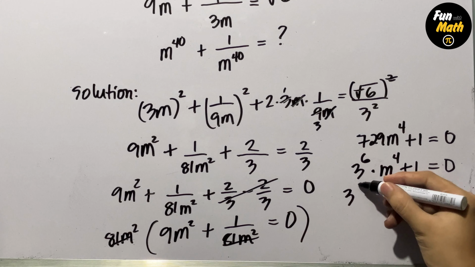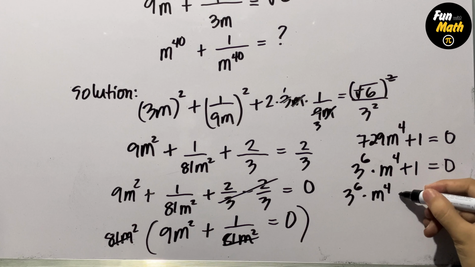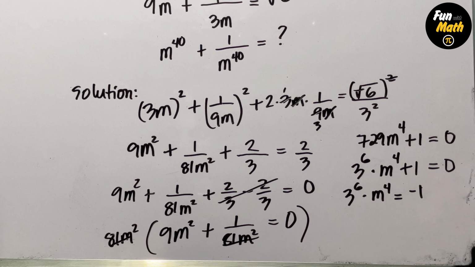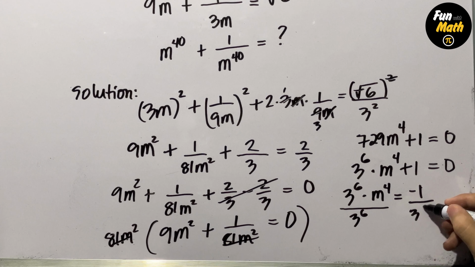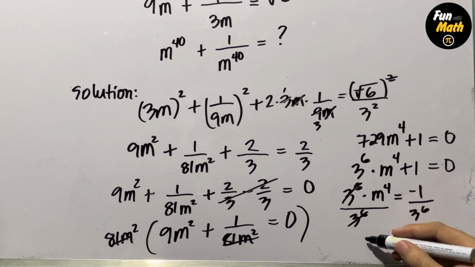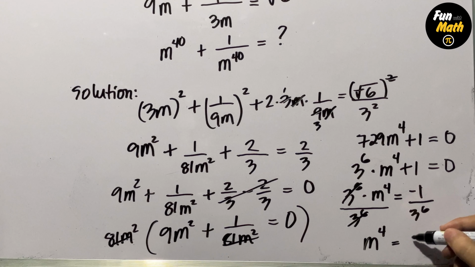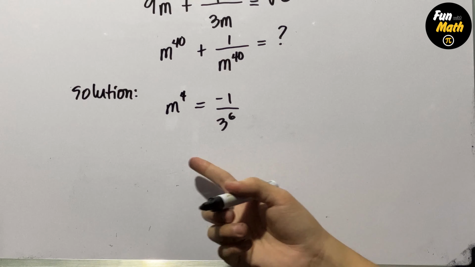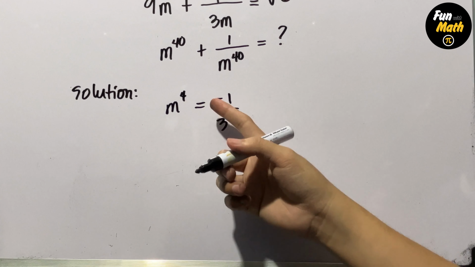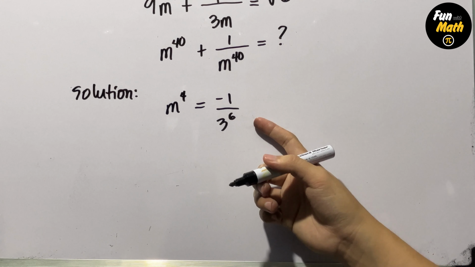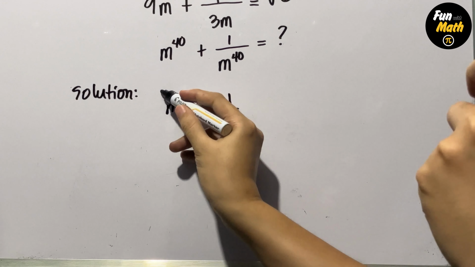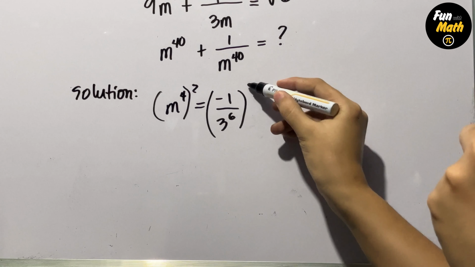So this is now 3 to the power of 6 times m to the power of 4 equals negative 1. Next, we can divide both sides by 3 to the power of 6. So this is cancelled. We're left with m to the power of 4 is equal to negative 1 over 3 to the power of 6. For this, we can square both sides.